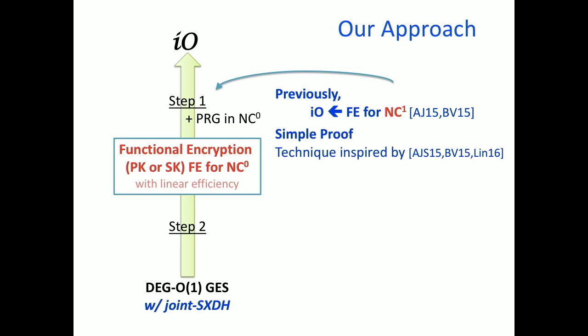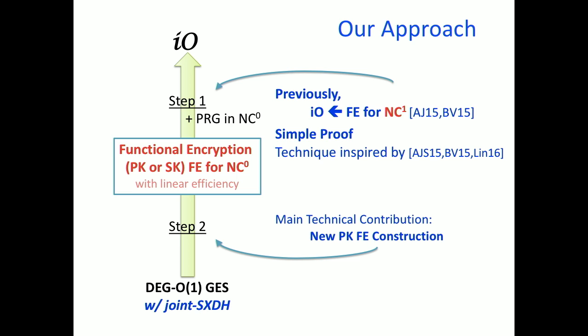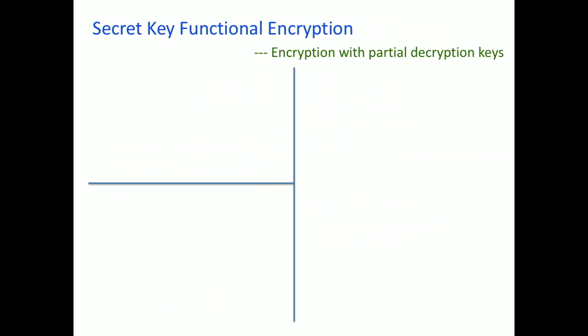The proof turns out to be extremely simple and is inspired by previous works on multilinear maps. And so the main technical contribution, or the technical challenge, really lies in the second step of trying to build such FE for NC0 from constant-degree graded encodings. In the rest of the talk, I will focus on the second step. So what are those functional encryptions? I will stick with the secret key version because for the purpose of bootstrapping to iO, public key or secret key does not matter.